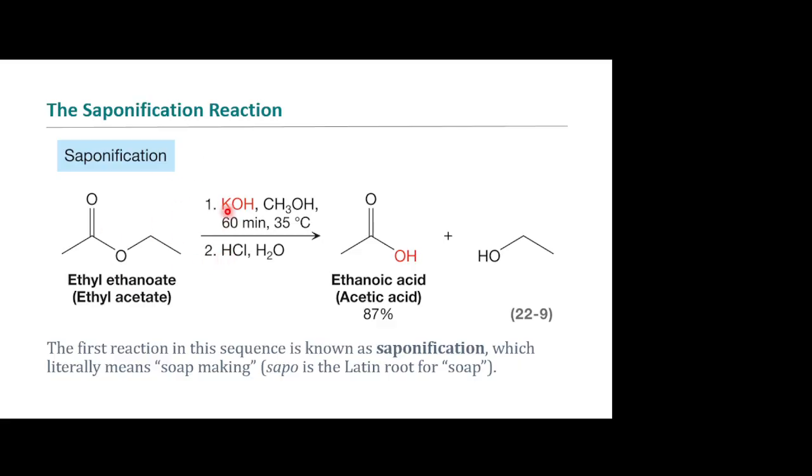And so we use KOH in this case. You can use NaOH, it doesn't really matter. Oftentimes people use ethanol to get everything to mix well. It's a part of the solvent, though not usually the only solvent you use here. In this case, it's going to take 60 minutes at 35 degrees Celsius.